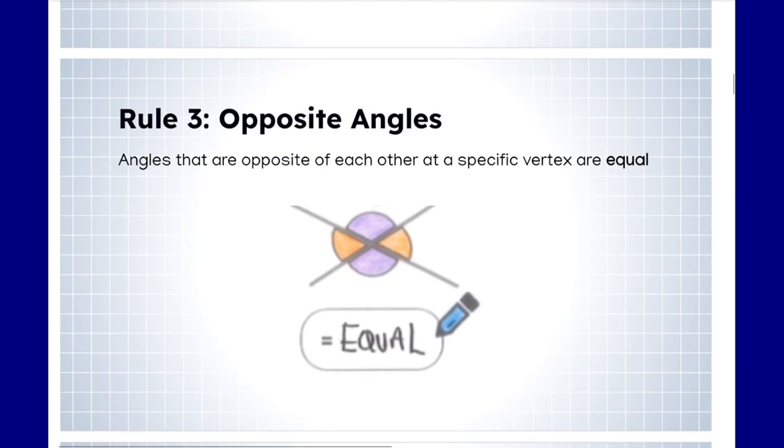When we're dealing with opposite angles, these are angles that are opposite of each other at a specific vertex. So if we have two lines and they cross at a specific point, the angles that are opposite of each other from that point are equal. So these two orange angles are equal in measure, and same with these two purple angles. They're equal in measure as well.